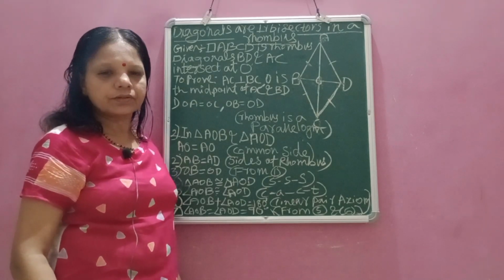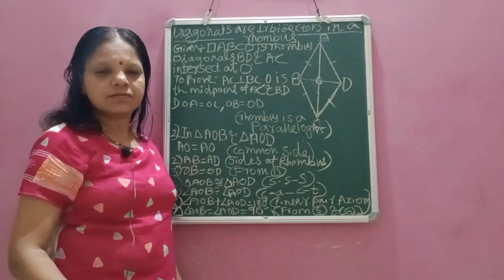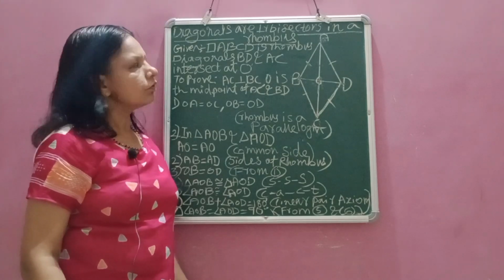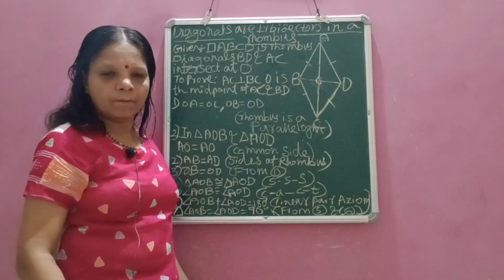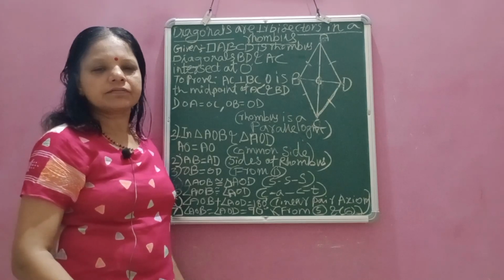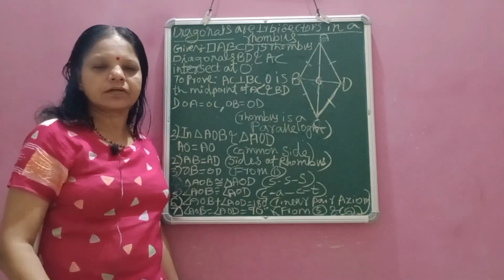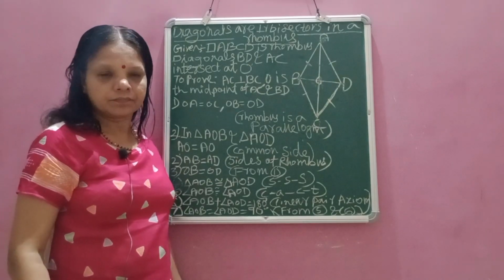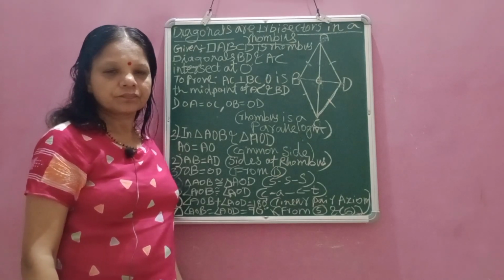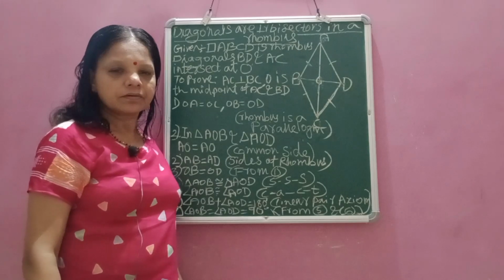But it is understood that since rhombus is a parallelogram, diagonals bisect each other. So we proved the property of rhombus which is not applicable for parallelogram, that is, diagonals are perpendicular bisectors of each other. Clear? Clear the theorem and its proof? I think you understood it.